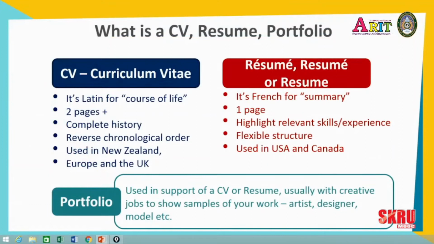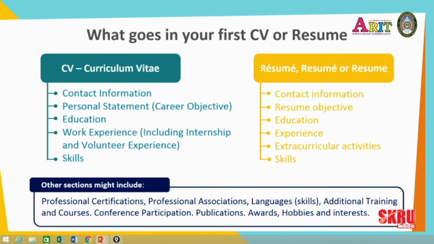Let's take a look at the content. So, what goes in your first CV or resume? As you can see from the lists here on screen, they're very similar. Both have contact information. Obviously, an employer needs to get in touch. Depending on the country, that might be different information. We want at the very least to provide your name, a contact phone number, probably email address, but you may have other things like social media information there.